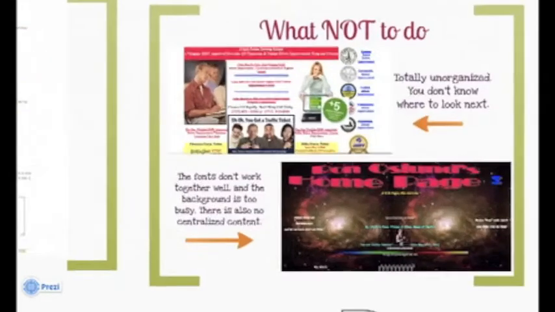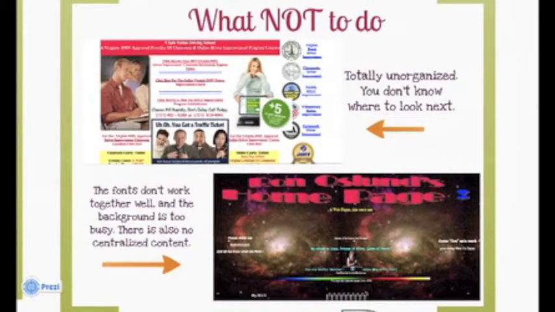These next two blogs are a perfect example of what not to do. The top blog is completely overcrowded and unorganized. The reader doesn't know where to look next and gets visually bombarded from every direction. The bottom blog is hard to read, uses too large and too small fonts, and has no centralized content. Also, the background is extremely busy and makes it hard to focus on the text. These are horrible mistakes and can cost you valuable readers.